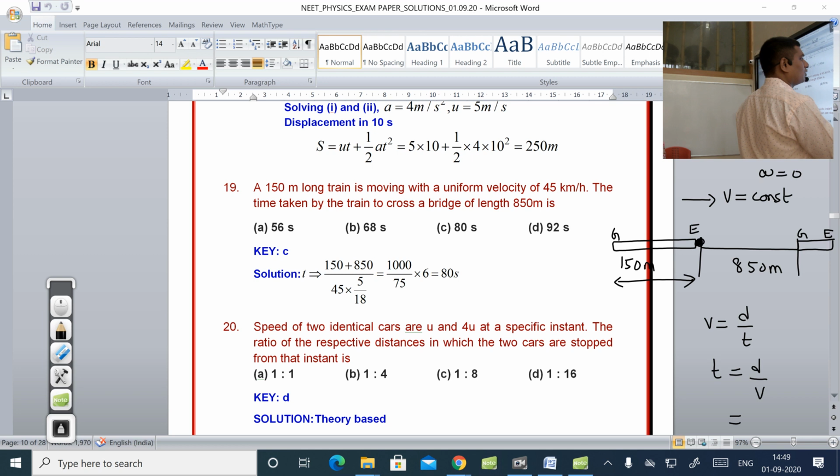Okay, now what is the ratio of these distances traveled? So here which equation can we use? v square minus u square is equal to 2as. Here also and here also.